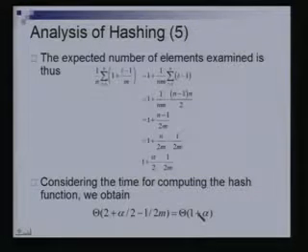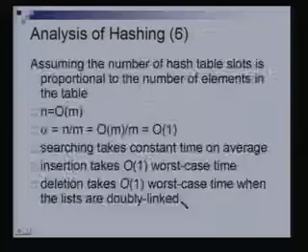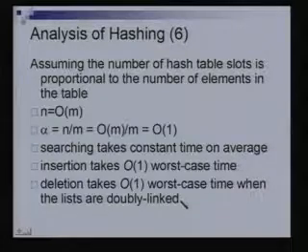So, again it's order 1 plus alpha, right. This 2 is not important. So, both for successful and unsuccessful search, we are taking a similar kind of time, right. So, what should alpha be? What should be a good choice of alpha?